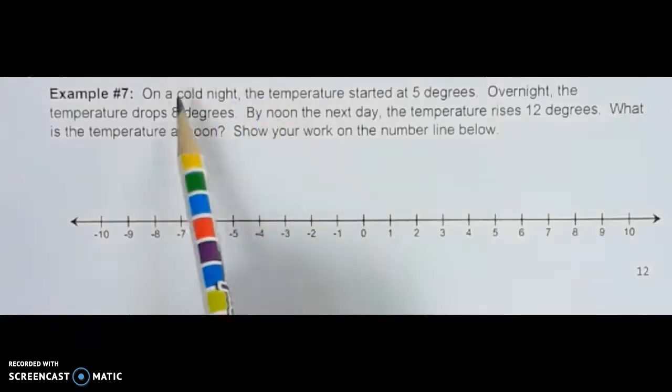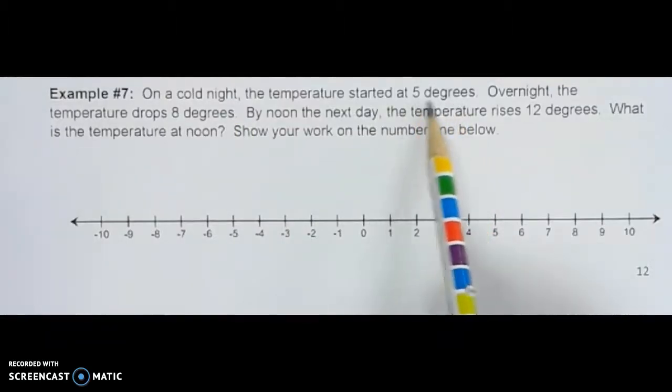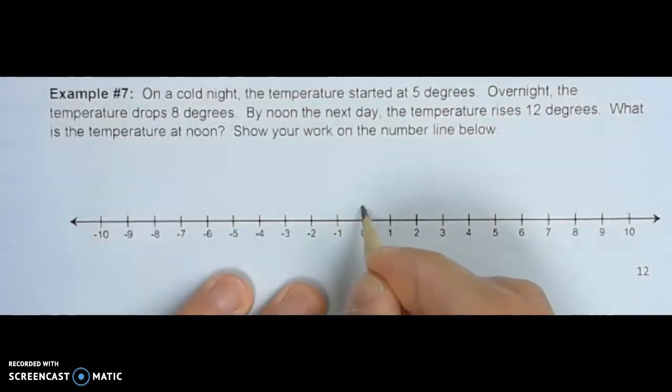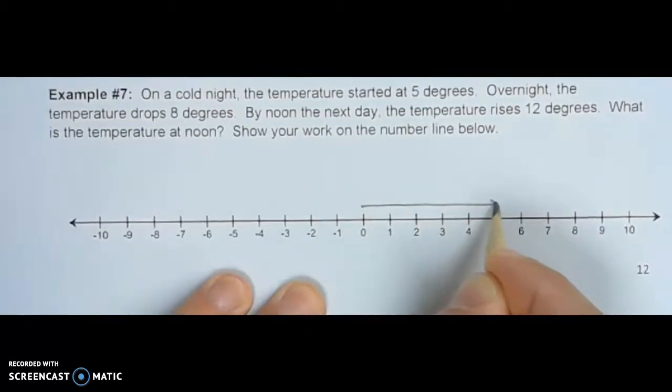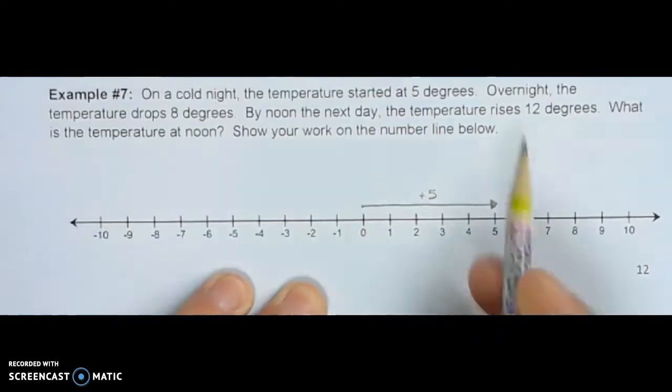Okay, so on a cold night, the temperature starts at 5 degrees. So I'm going to draw an arrow to represent our starting temperature of 5 degrees. So I'm going to start at 0. And since it's a positive 5, I'm going to move 5 units to the right. Okay, there's our starting temperature at 5 degrees.